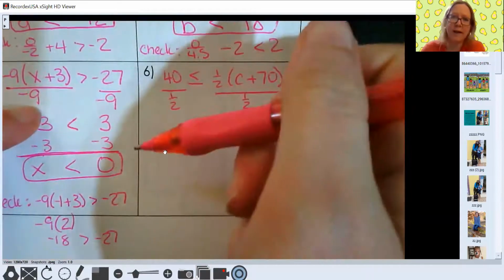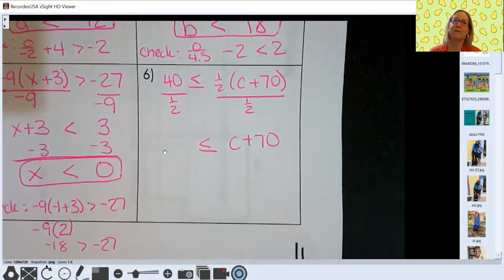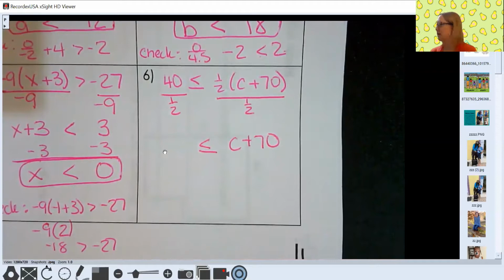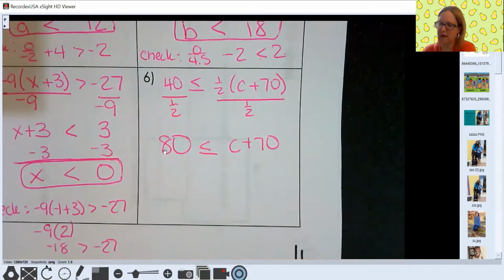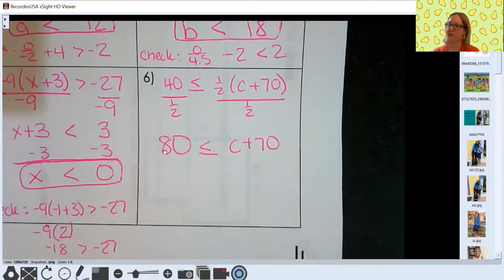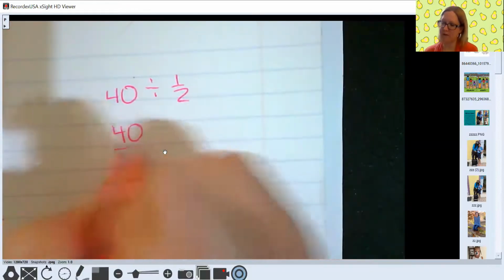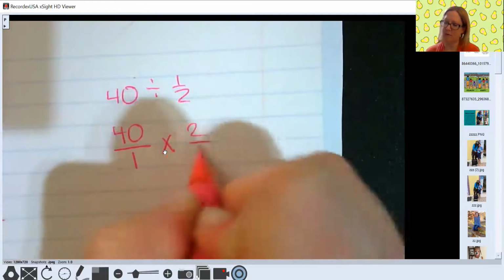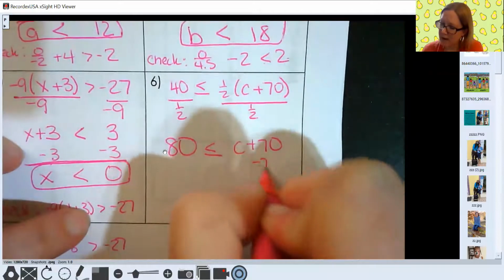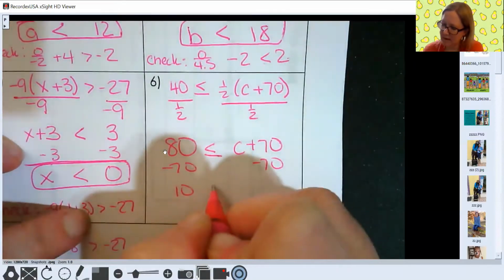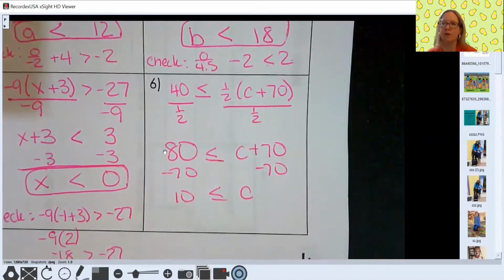And 40 divided by 1/2, please don't say 20, okay? Remember what that's saying is how many halves fit inside of 40. So that would be 80. And the algorithm, just as a reminder: if we have 40 divided by 1/2, you keep that first value and then multiply by the reciprocal, which is 80 over 1, or 80. Now I'm going to subtract 70 from both sides, and that gives me 10 is less than or equal to C.